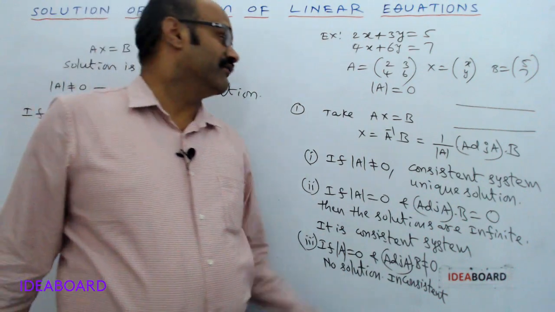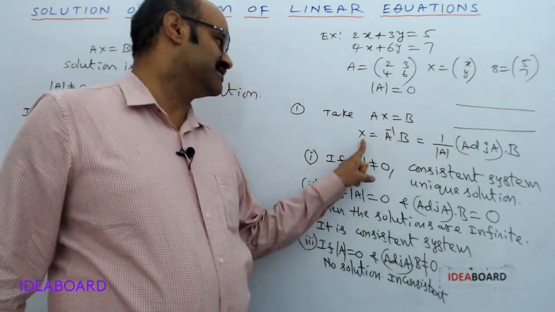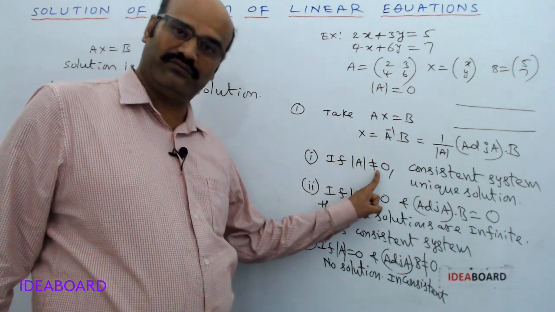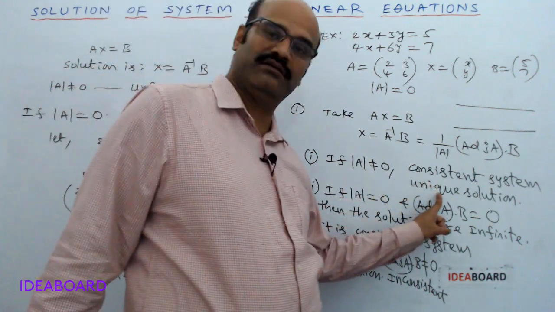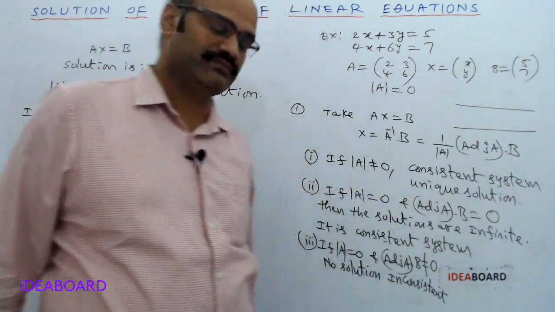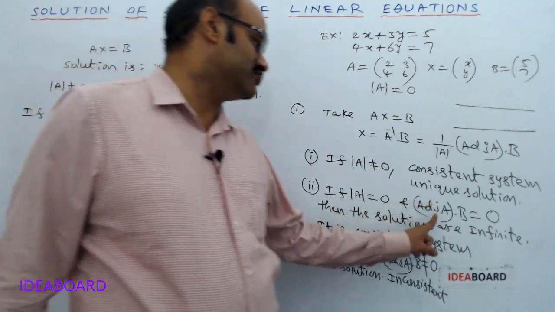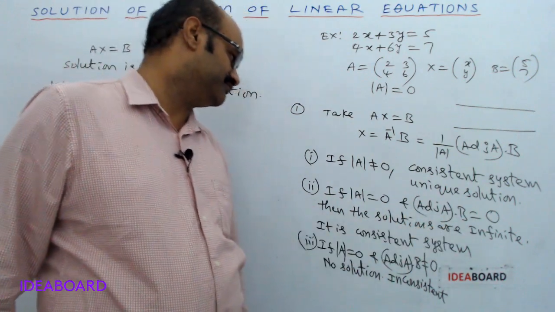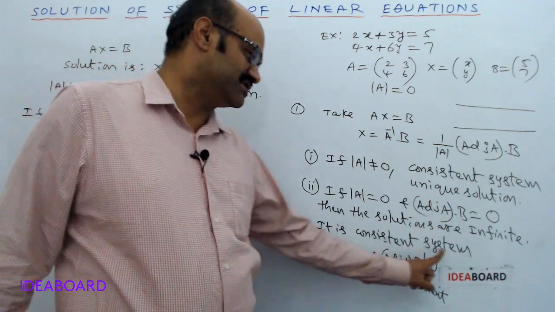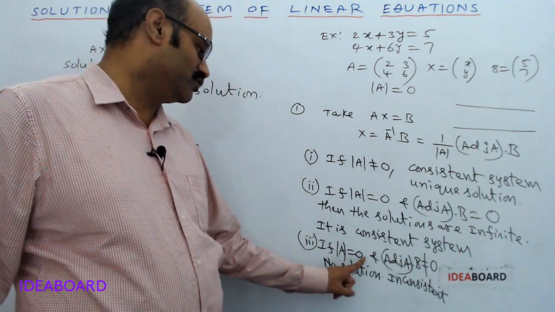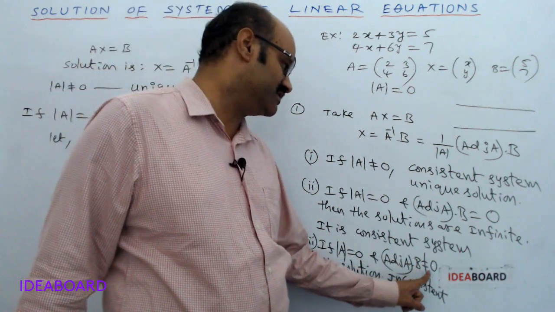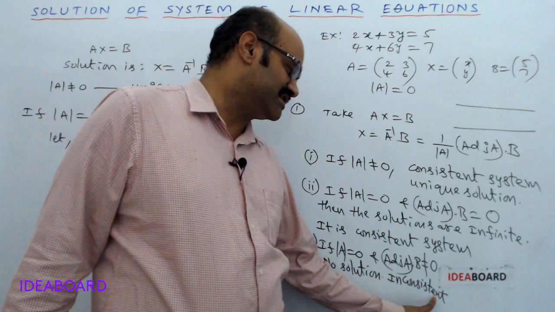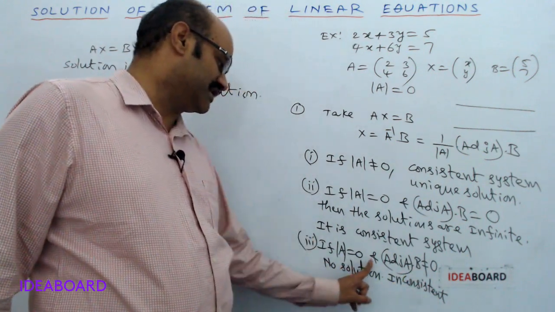So we have three cases. Whenever we have Ax equal to B, x equal to A inverse B. If det A not equal to 0, then we have a unique solution and the system is said to be consistent. If det A equal to 0 and adjoint of A into B equal to null matrix, the number of solutions is infinite, and it is a consistent system. And if det A equal to 0 and adjoint of A into B is not equal to null matrix, then we say that it is an inconsistent system. No solution in this case.